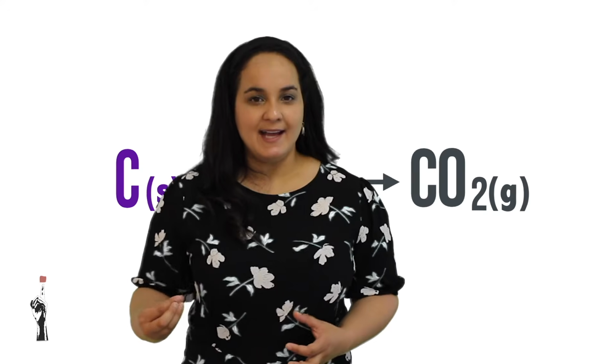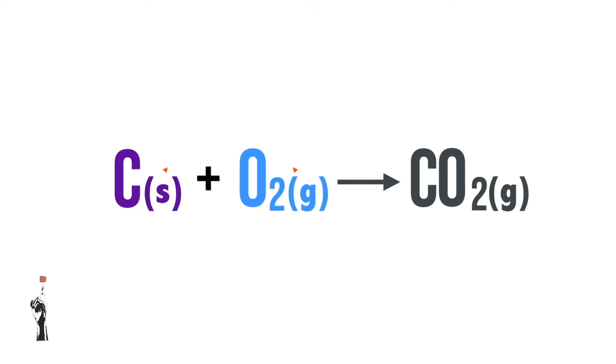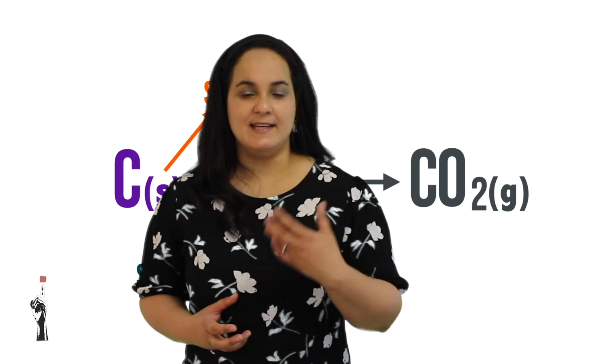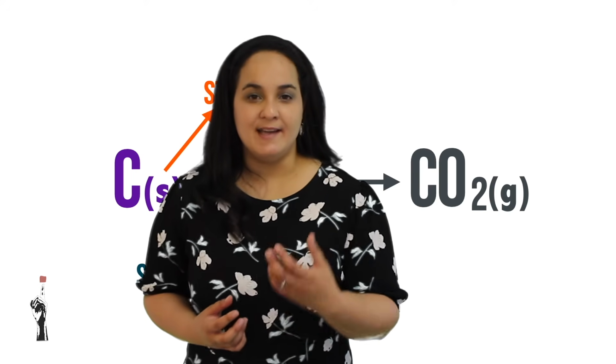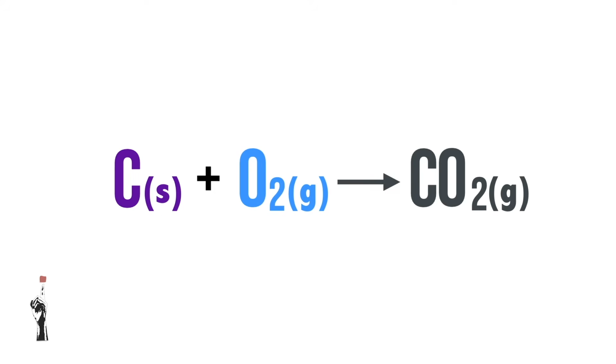In our chemical equation, we also notice that after each reactant and each product, there are letters written in brackets. These letters indicate the state of the element or the product formed. The S indicates that that element or product is in a solid form. The G will indicate a gas form. If it is liquid, like in the case of water, we will indicate it by using an L. So in this formula, we notice that carbon is a solid, and the oxygen and carbon dioxide are in gas form.